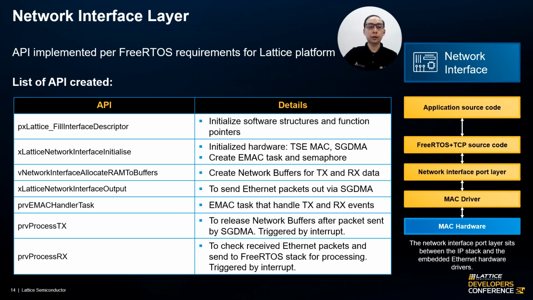Next, let us look at the network interface layer. As shown in the diagram at the right, the network interface layer resides between the FreeRTOS TCP software stack and the driver at the bottom. It has a list of APIs, or application programming interfaces, that every vendor is required to implement for their platform. The list of APIs that has been created for the Lattice platform is shown in the table here. We shall look at each of these in later slides.